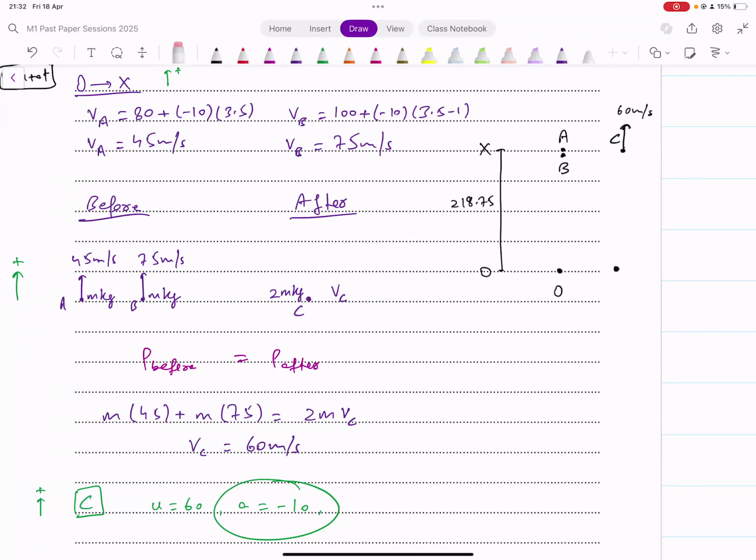Acceleration is -10. What about displacement? It goes from C to this point O. It goes from that point X to the point O. It's going down. We are considering upwards positive. So what is displacement going to be? We say displacement is going to be -218.75. So displacement sign will be negative here.